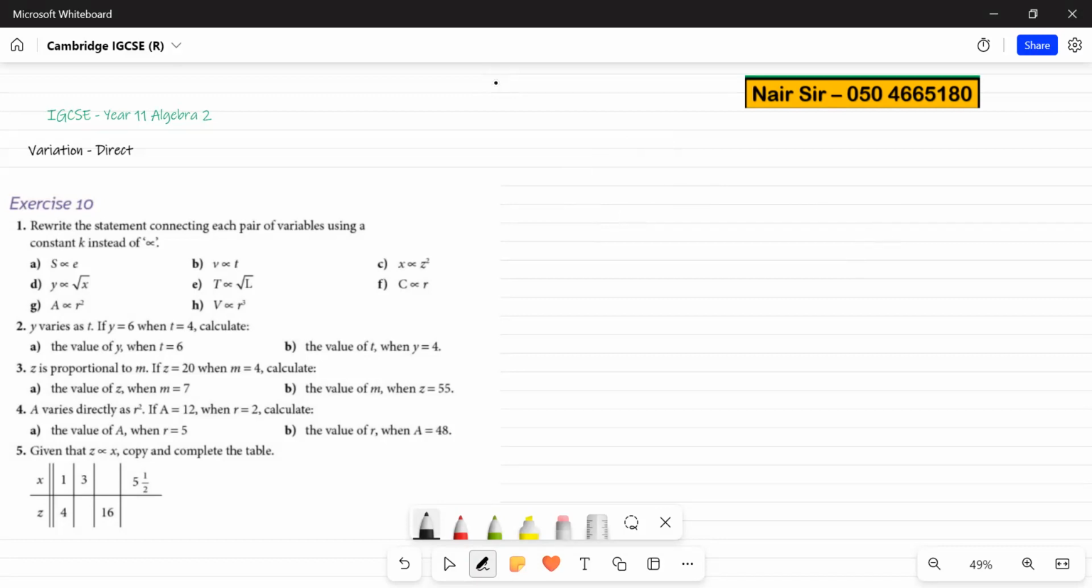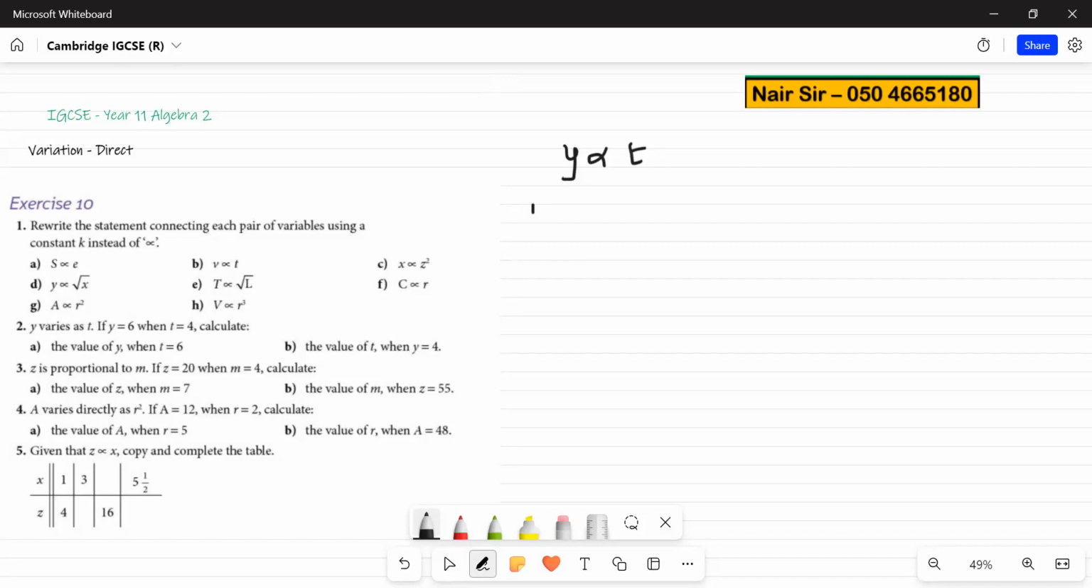Now let's look at question number 2. Here being given, Y varies as T. Whenever they're talking about the variation in exercise 11, they're talking about only direct variation. They are not talking of inverse variation. So for direct variation, Y varies as T, so y is proportional to t. This is what the statement means.